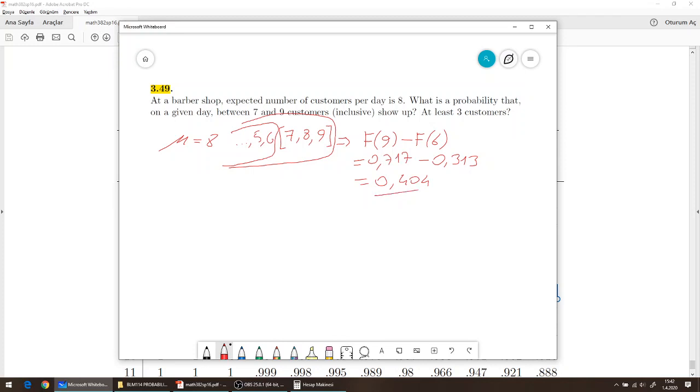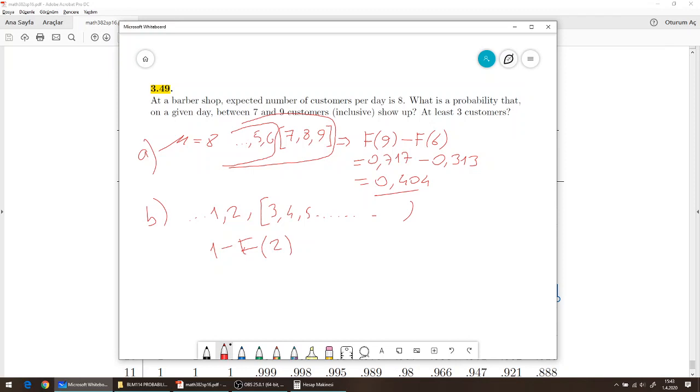0.404 for part A. And part B, at least 3 customers. At least 3 customers mean, yes, 1, 2, 3, 4, 5, and so on. Yes, 3 is included. We can find it by 1 minus uppercase F2, right?